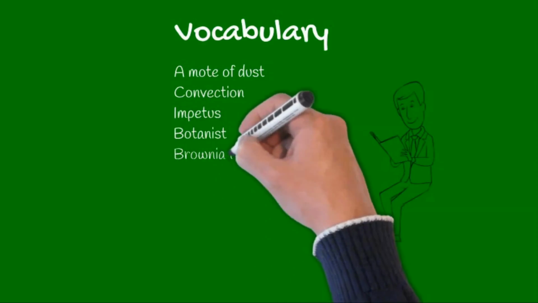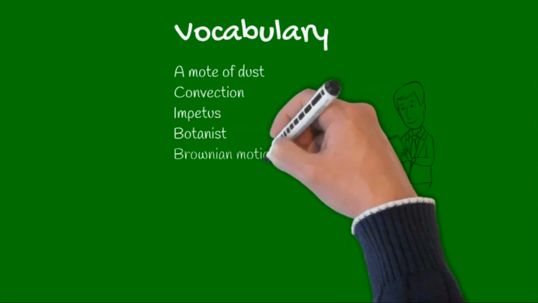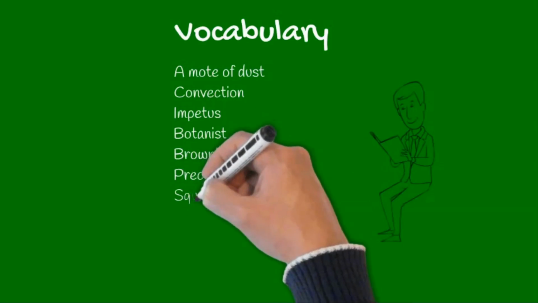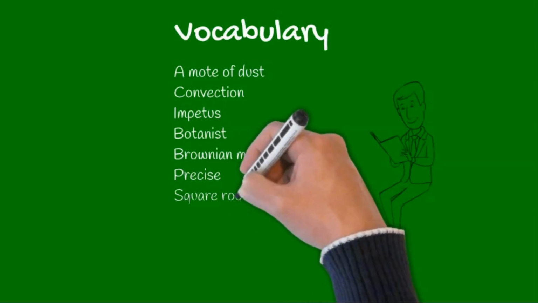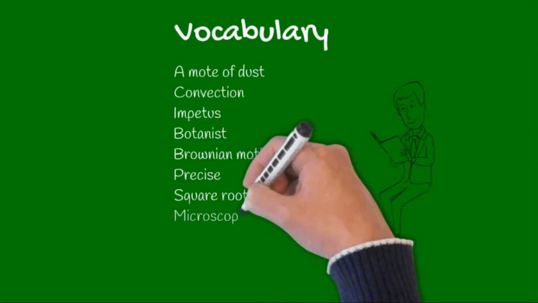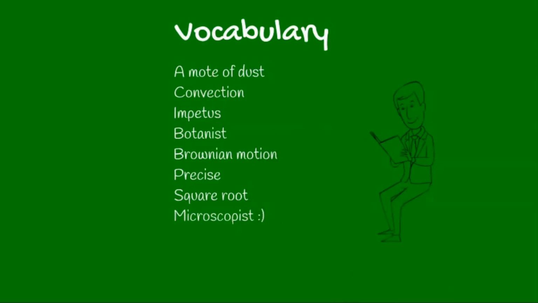Convection. Convection, like in convection oven. Impetus. Impetus. Impetus. Botanist. Botanist, but we pronounce it as botanist.